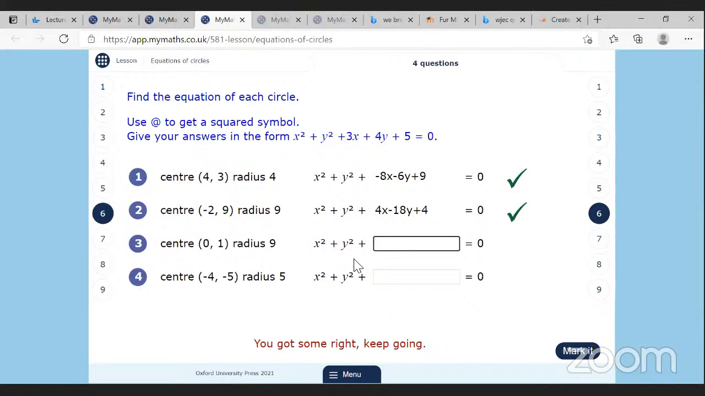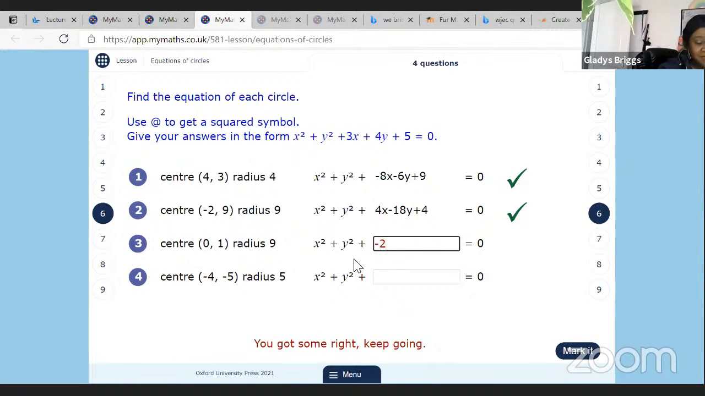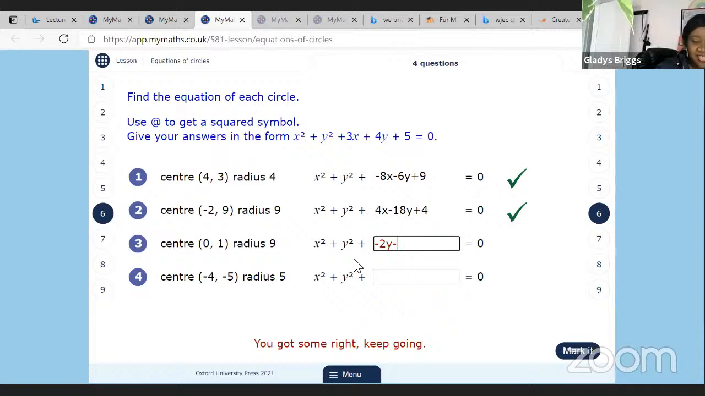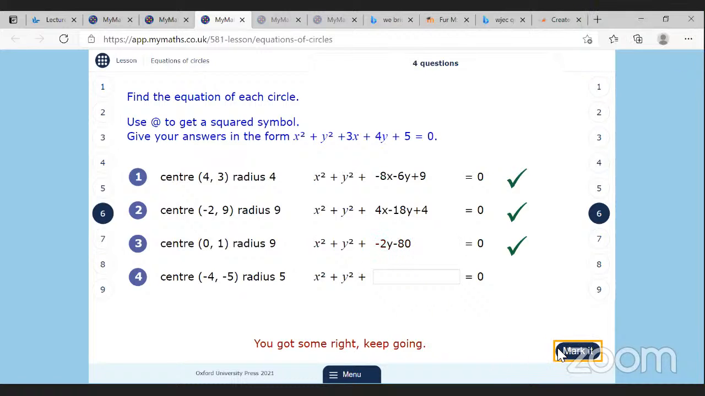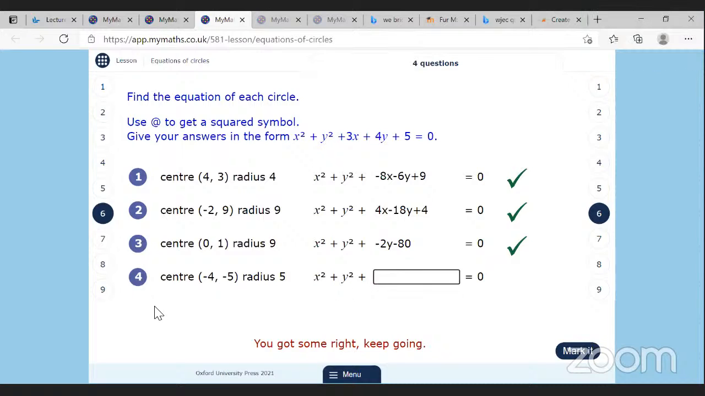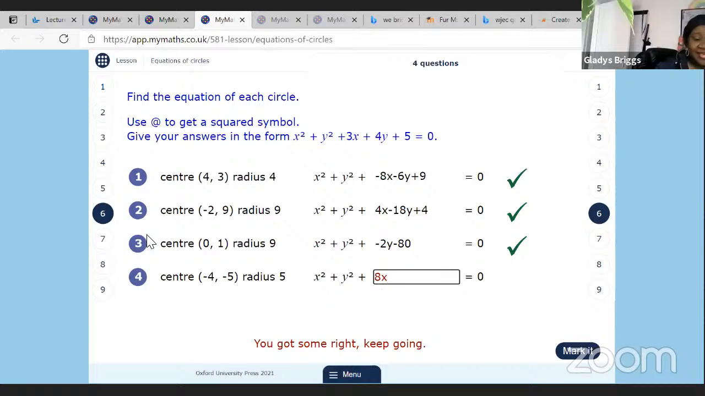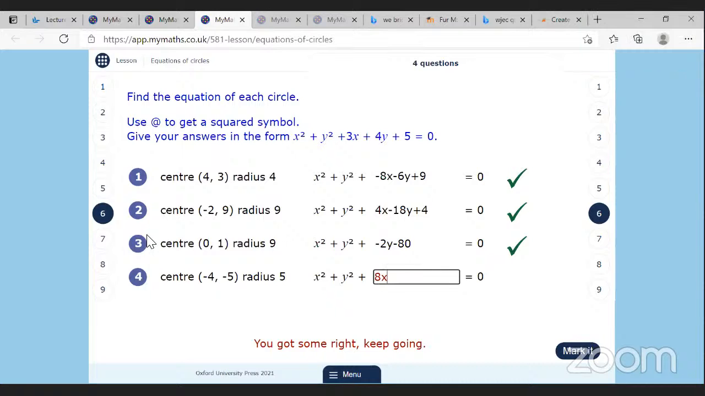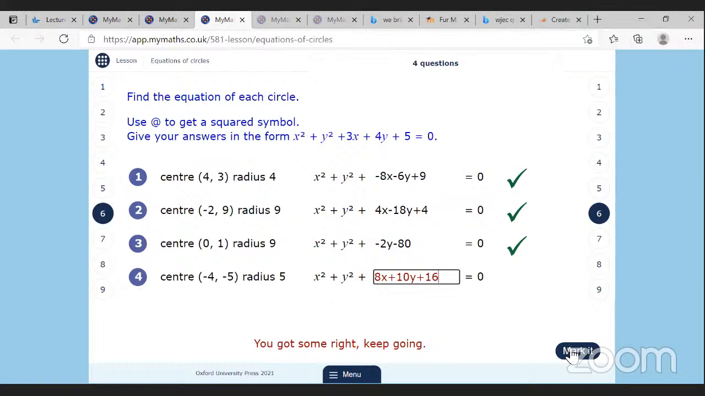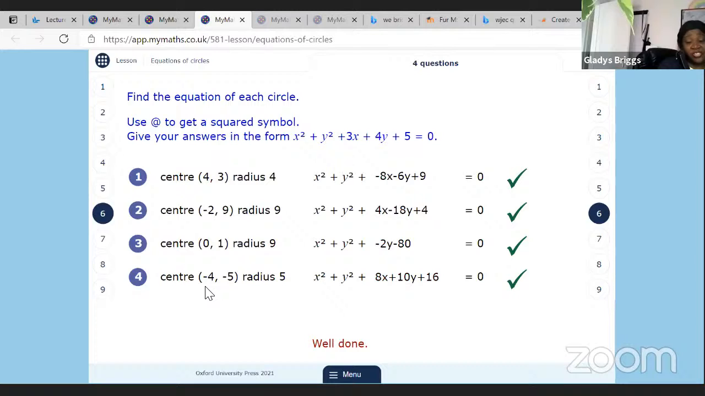Minus 2y, okay. Minus 80. Let's see. There is no x. Well done. See? And the last one. 8x plus 10y plus 16. Well done, Rim, and well done to the rest of you.